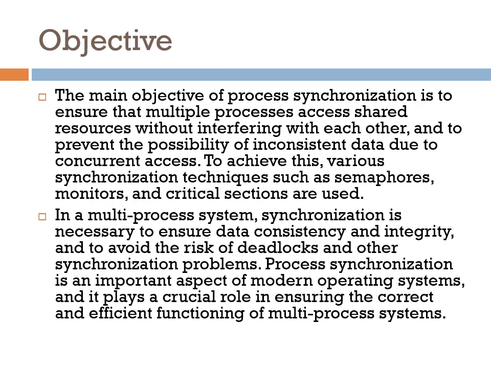Now we will see the objective of process synchronization. The main objective of process synchronization is to ensure that multiple processes access shared resources without interfering with each other and prevent the possibility of inconsistent data due to concurrent access. To achieve this, various synchronization techniques such as semaphores, monitors, and critical sections are used. Synchronization is necessary to ensure data consistency and integrity and to avoid the risk of deadlocks and other synchronization problems. It is an important aspect of modern operating systems and it plays a crucial role in ensuring the correct and efficient functioning of multiprocess systems.